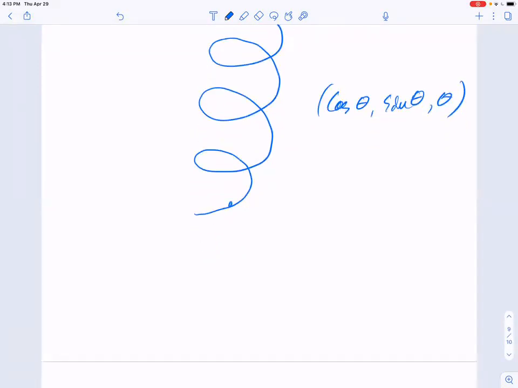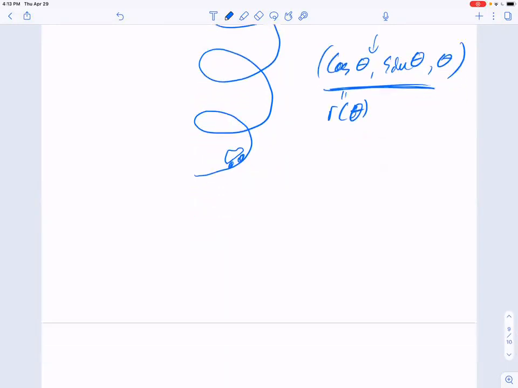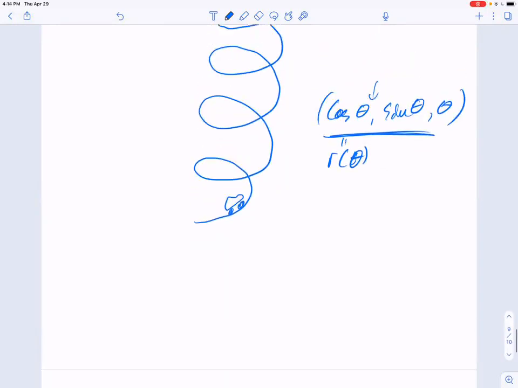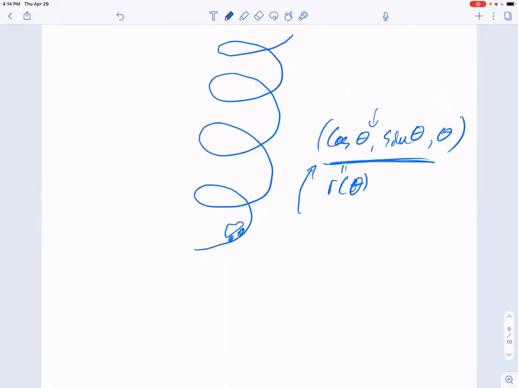So let's say that we have a car that's moving up this ramp, and this is the equation of motion for the car. The car is at position r of t, r of theta at time theta, all right? If we want to find the velocity of this car, all we have to do is take the derivative with respect to theta. That just means taking the derivative in each slot, and that gives you minus sine theta, cosine theta, 1.